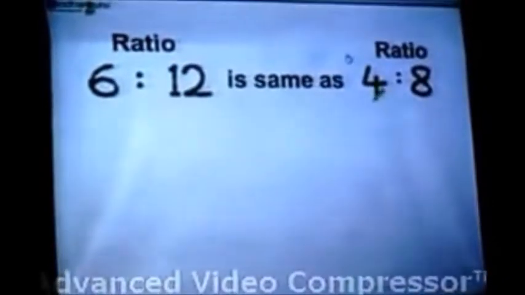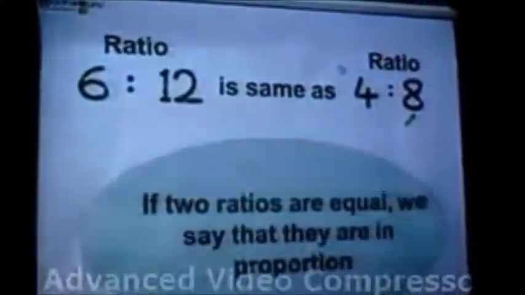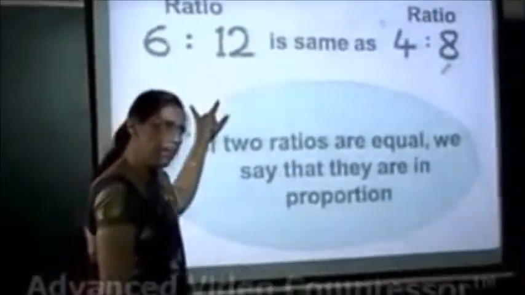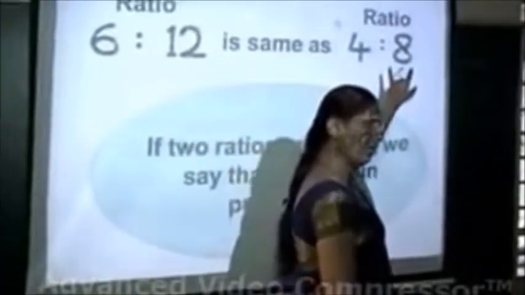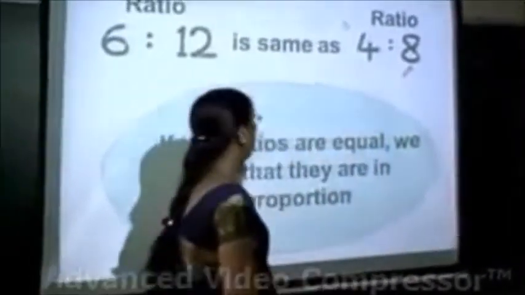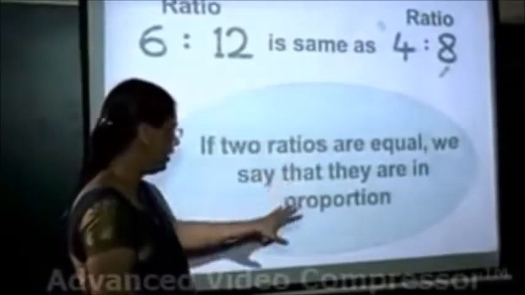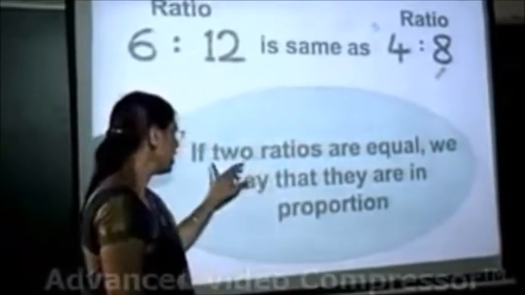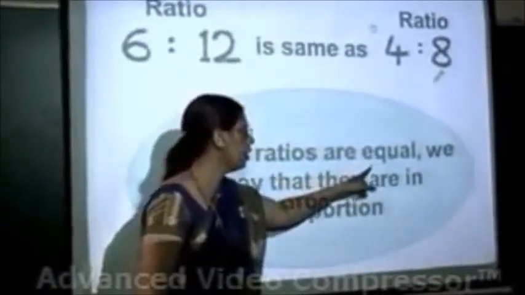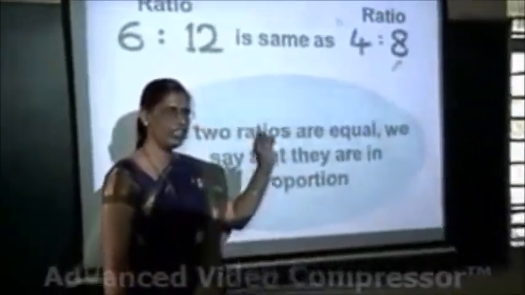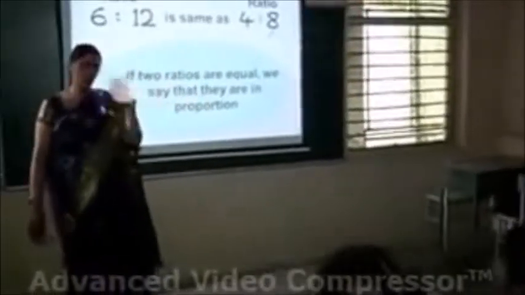Two ratios. The ratio of one is 6:12. It is the same as the ratio 4:8. We get 6:12, whose lowest form is 1/2, and 4:8, whose lowest form is also 1/2. And therefore we say that these two ratios are equal. Okay? And the next most important point: if two ratios are equal, we say that they are in proportion.